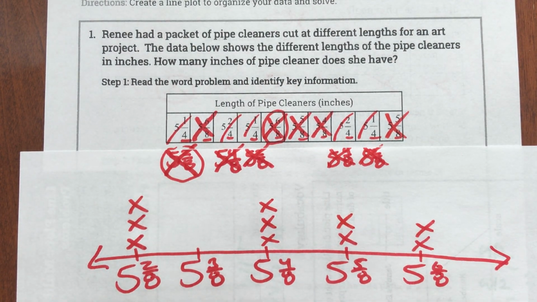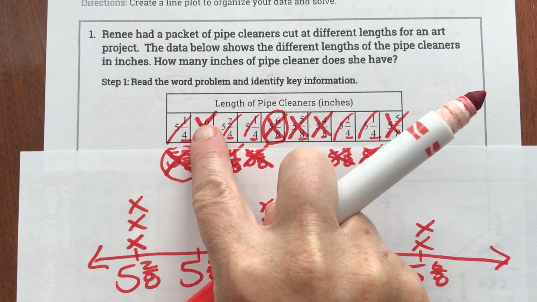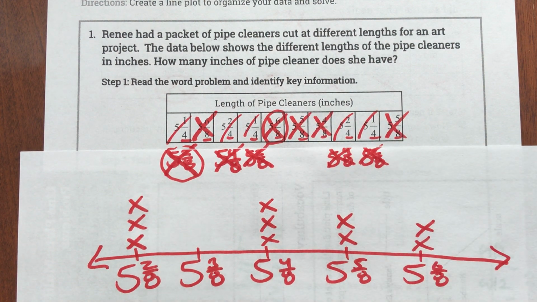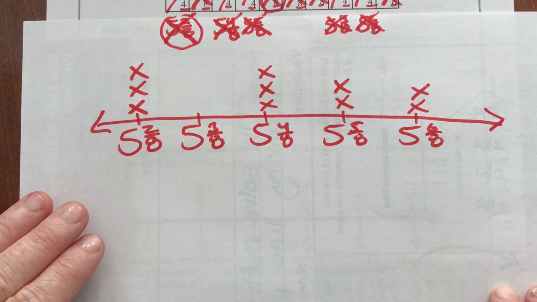Okay, and I could double check again and count. I have 3, 6, 8, 10. 1, 2, 3, 4, 5, 6, 7, 8, 9, 10. Okay, I don't think I missed any. So now what I can do is, now that I've made the marks, I'm ready to solve using multiplication and addition. So I'm going to move up here to look at this.